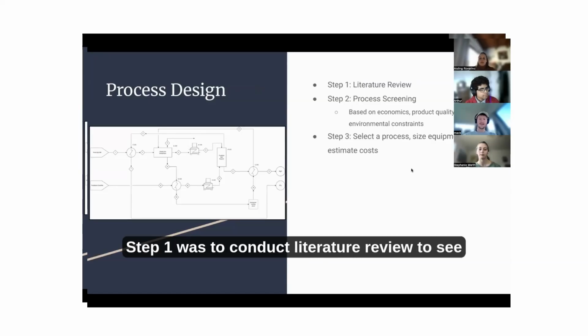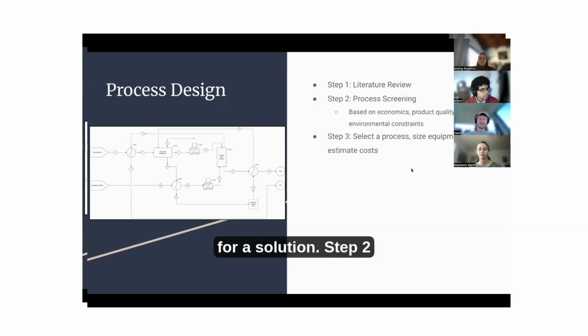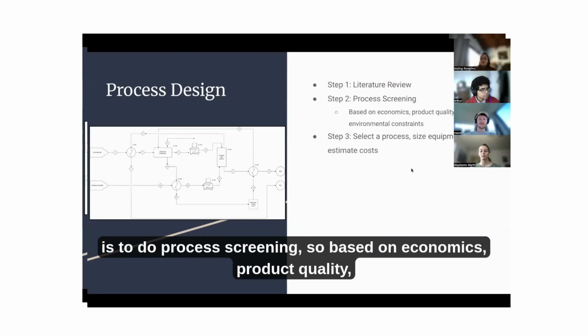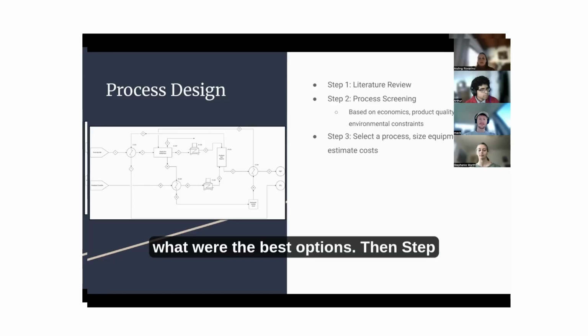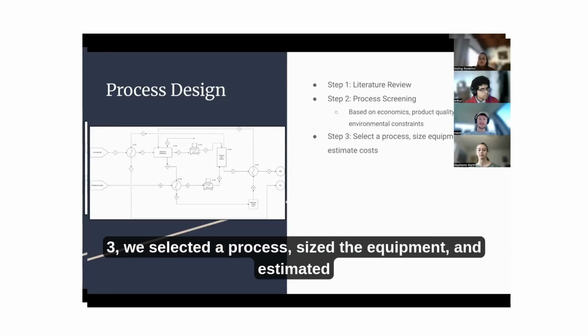Step 1 was to conduct a literature review to see what options are out there for possible alternatives for a solution. Step 2 is to do process screening. Based on economics, product quality, and social and environmental constraints, we decided what were the best options. Then step 3, we selected a process, sized the equipment, and estimated the costs.